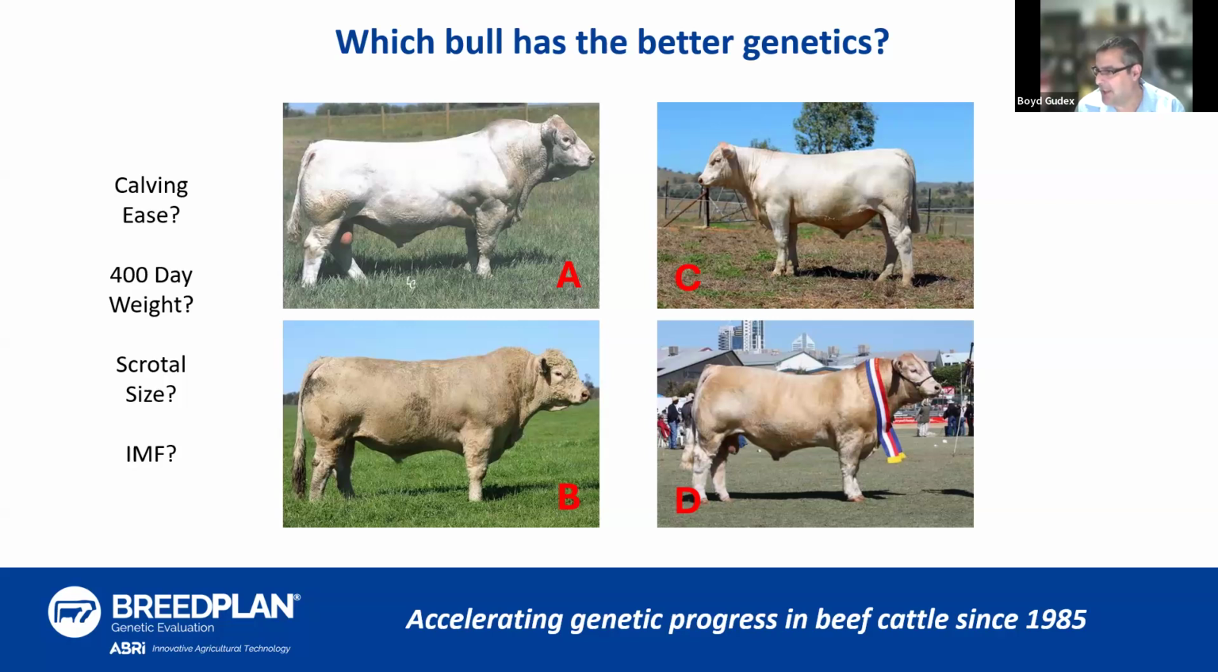We're going to put up just a quick Zoom poll to see, can anyone make an educated guess which one you think is best for calving ease, which one's best for 400-day weight, which one's best for scrotal size, and which one's best for IMF. So the poll should be up on your screen. It certainly is up on mine now.